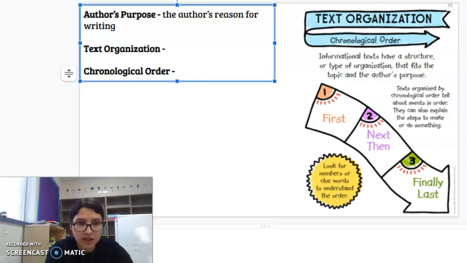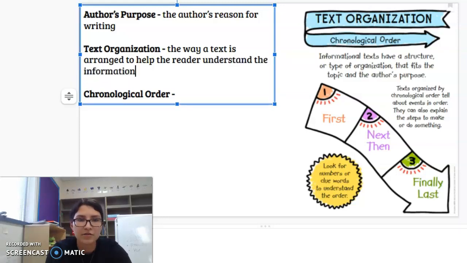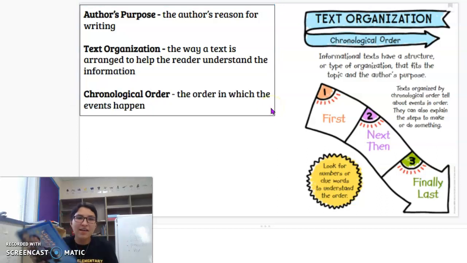And then we have text organization. Text organization, go ahead and say that with me. Text organization, good job, is the way a text is arranged to help you, the reader, understand the information. Okay, let's go ahead and go over that. The way a text is arranged to help the reader understand the information.